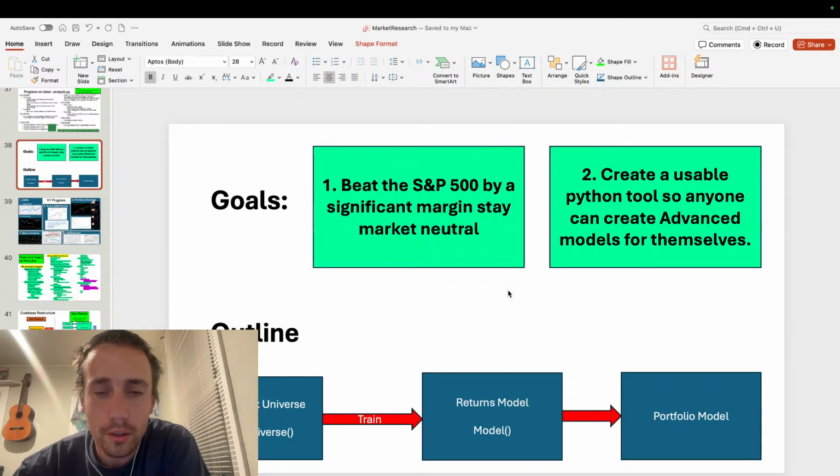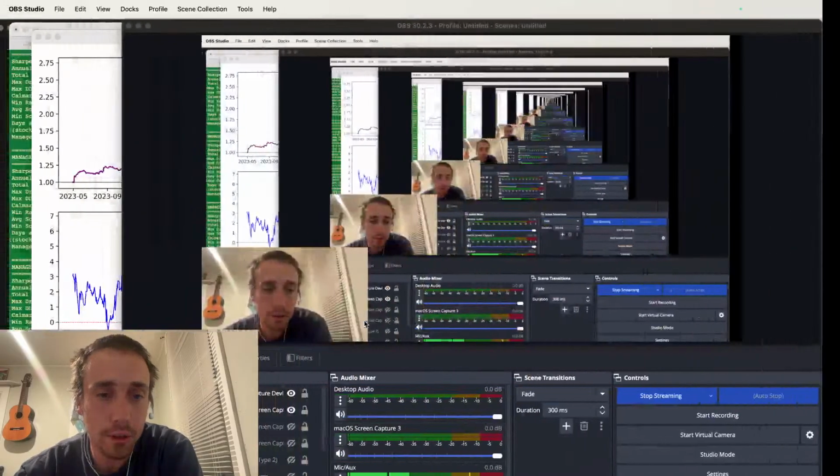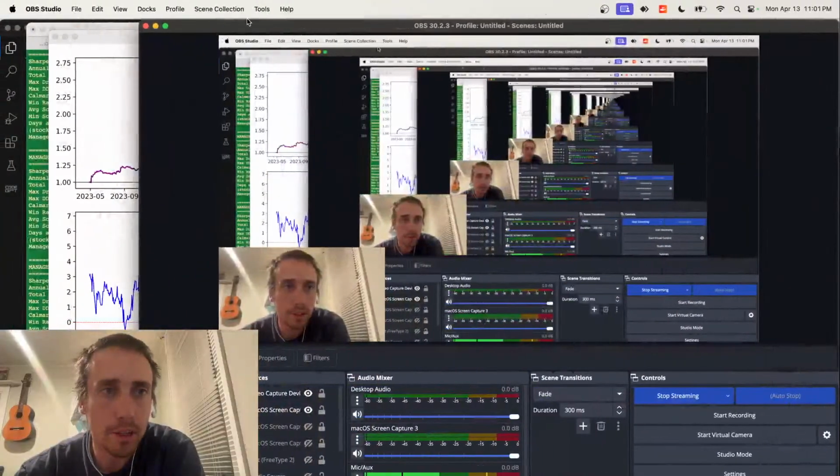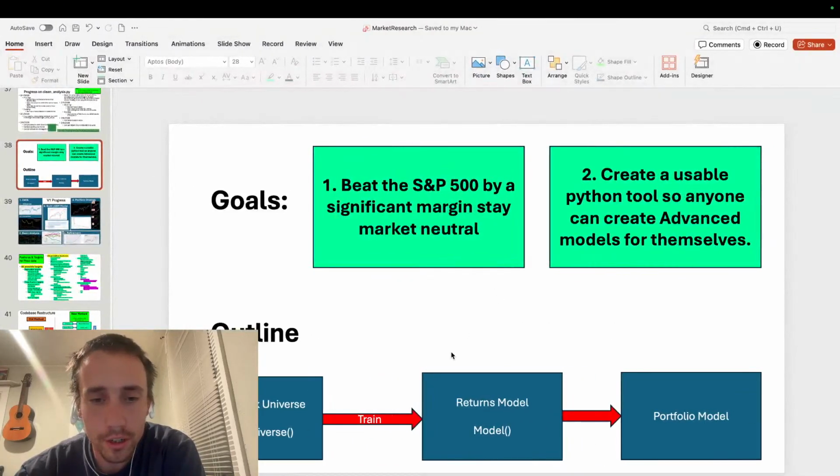So I'm writing all of this in Python. The second goal I have for this is to generalize the code I'm using into a model that anyone can use.